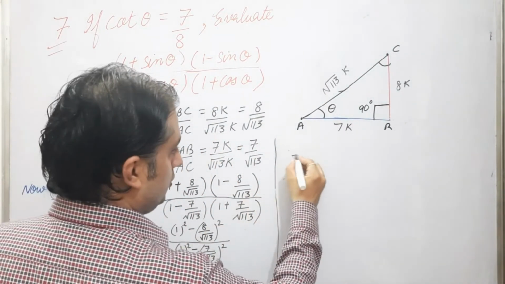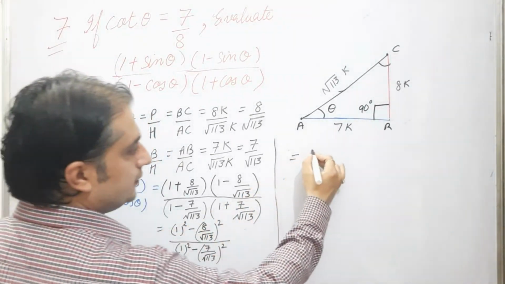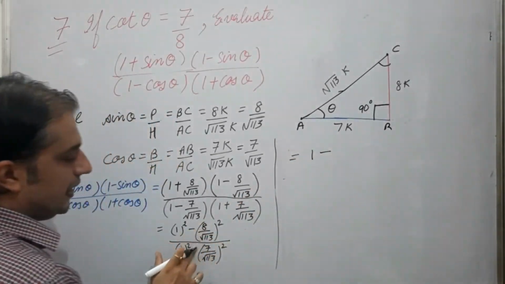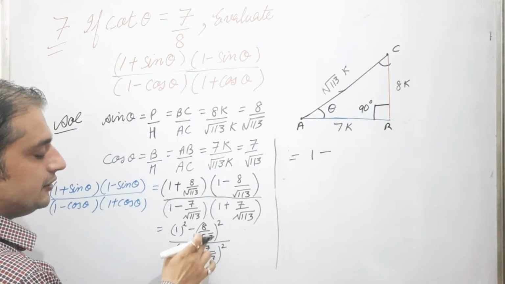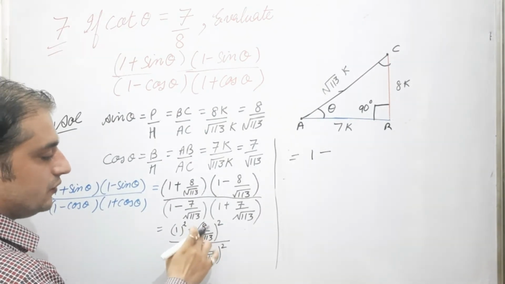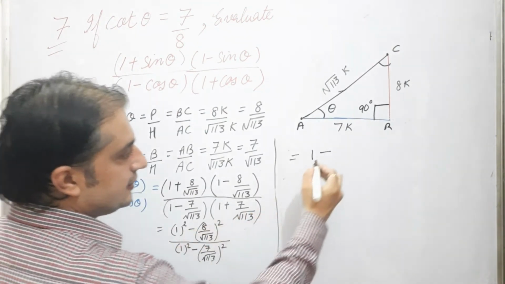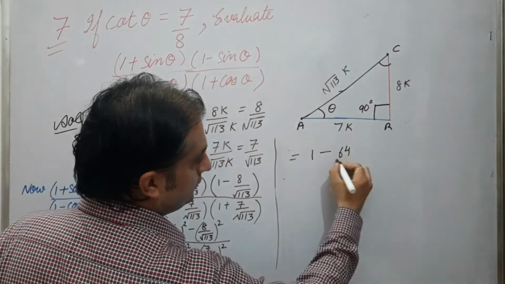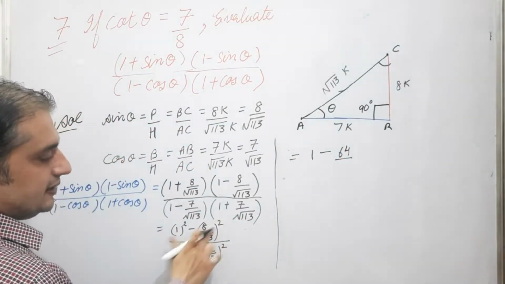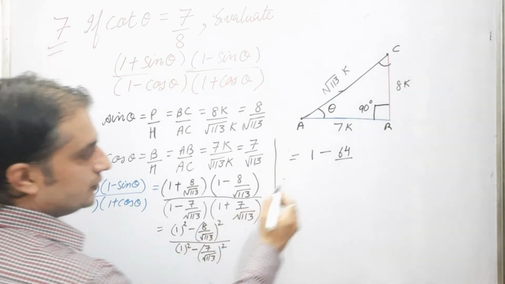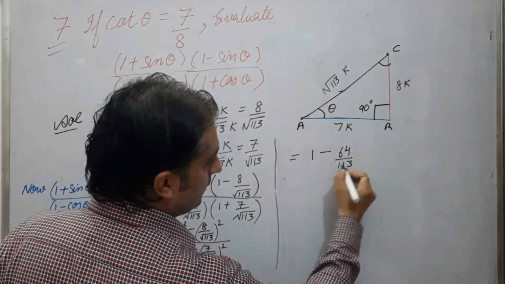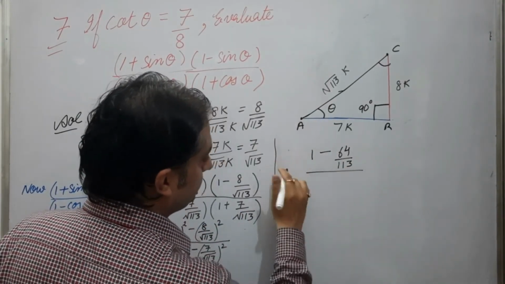So that is equal to (8 by root 13) whole square, numerator by denominator. So open the squares of numerator and denominator. 8 square is 64 and the denominator square and root cancel out. So the rest is 13. So this is your numerator.